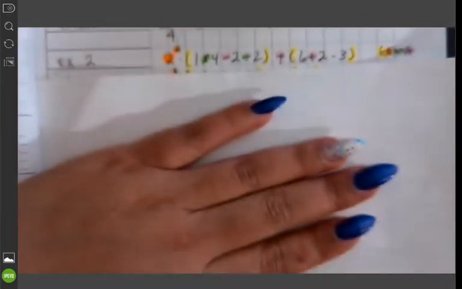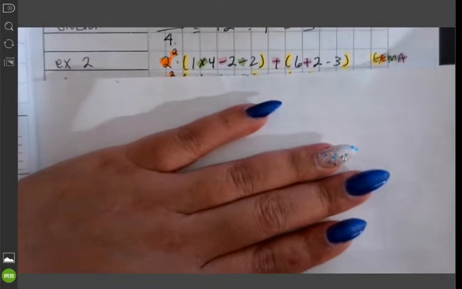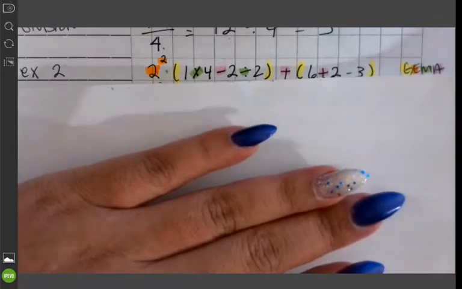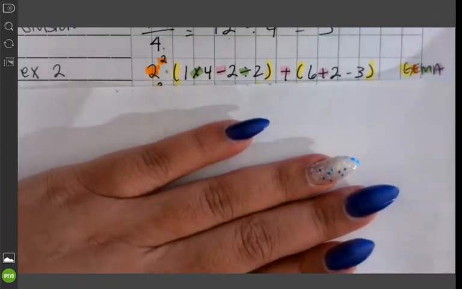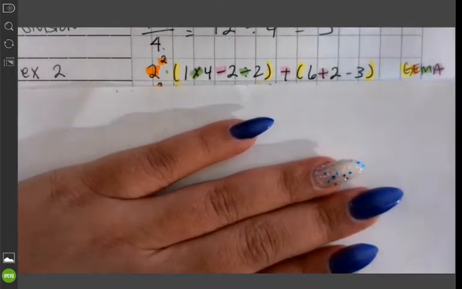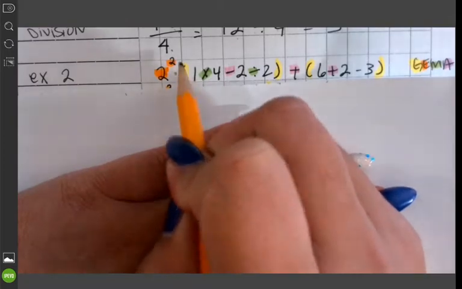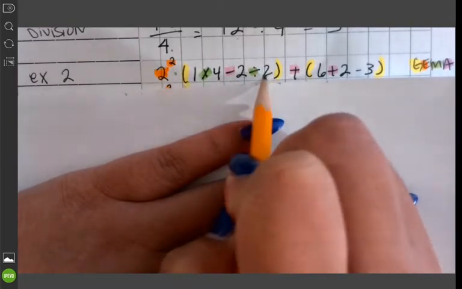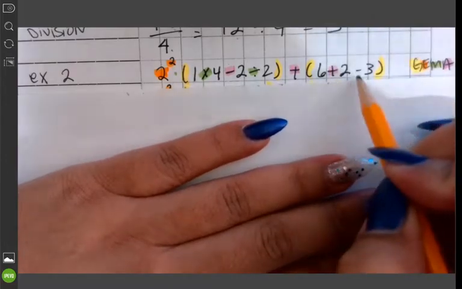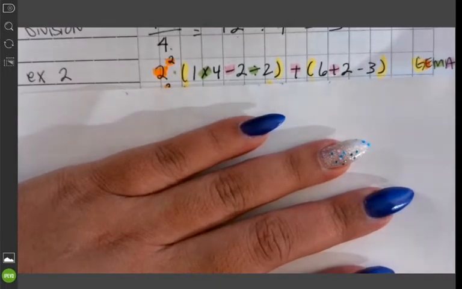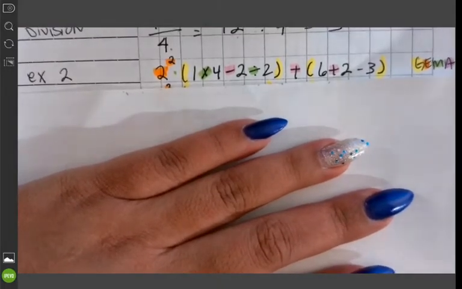Let's do example 2. Why so blurry? Let's see if I can zoom in a little bit. Here we go. Example 2. This one's a little big, but we're doing it. Oops, my pencil fell. Okay. So I have 2 squared times the quantity of 1 times 4 minus 2 divided by 2 plus the quantity of 6 plus 2 minus 3. In Gemma, it doesn't matter which groups you do first, as long as you do the groups. Okay, so we're going to kind of do them at the same time.